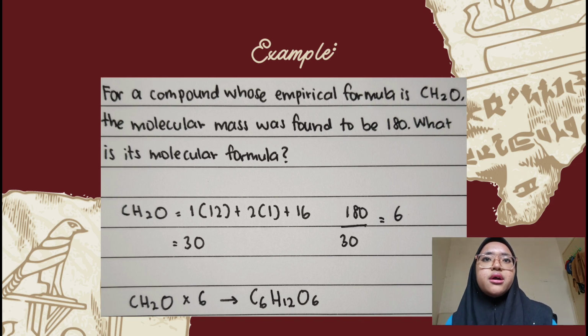So first of all, we already have the empirical formula, so it's easier. We just need to find the total of the atomic mass. Then we will get 30. Okay, and then we divide the molecular mass by that mass and we will get 6. So we just multiply the empirical formula by our answer of the last calculation, 6, and we will get the molecular formula, which is C6H12O6.